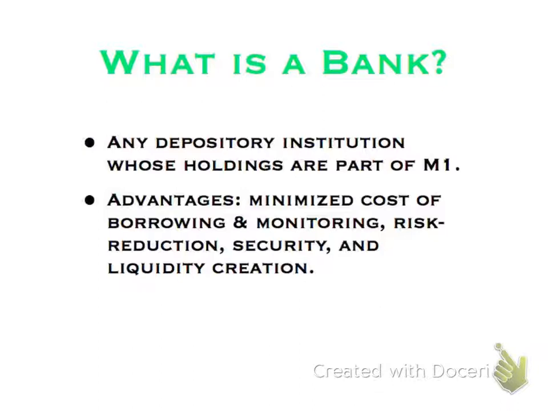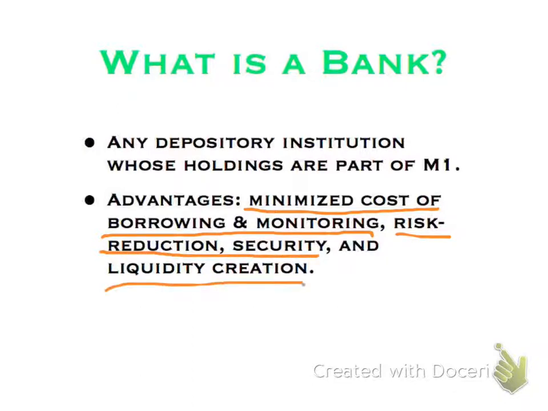But essentially having banks takes away a lot of the cost that we would bear in trying to find people to lend money to when we have extra, or going to find people to borrow from when we don't have enough. And that's that first point there, that having banks minimizes the cost of borrowing and monitoring loans and finding loans. There's loss of risk and added security by leaving our money in banks. And the last part is liquidity creation.